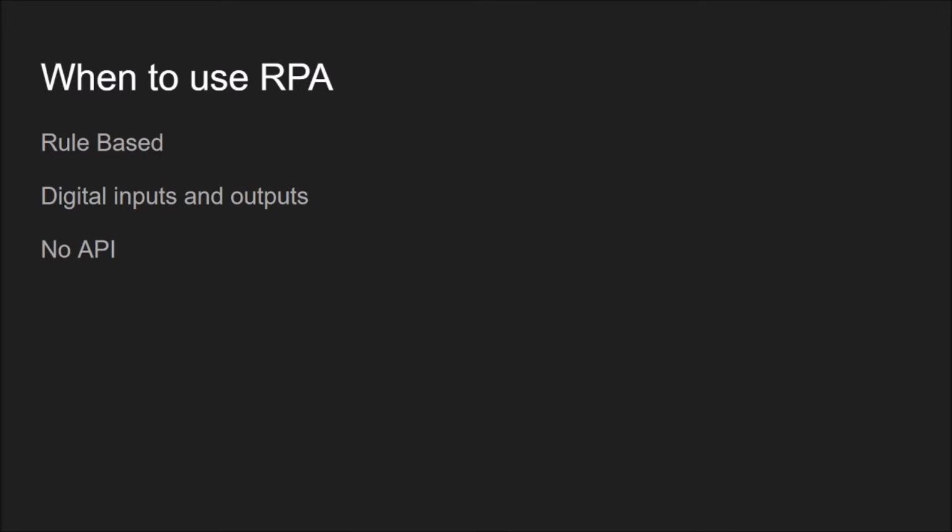candidate for RPA. Another good time to use RPA is when there's no API available. APIs allow programming to directly hook into services, and whenever those aren't available, then you can use RPA to just program the way that a human would interact with a service.